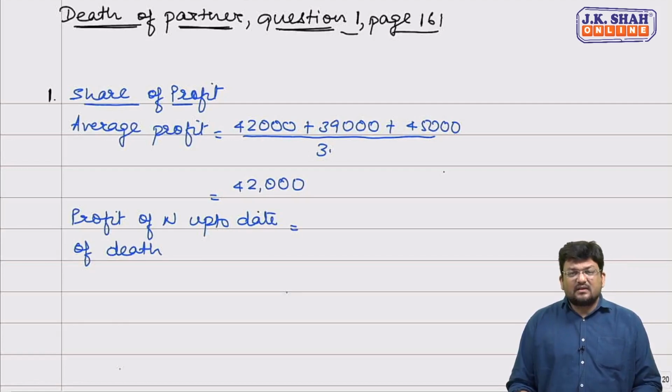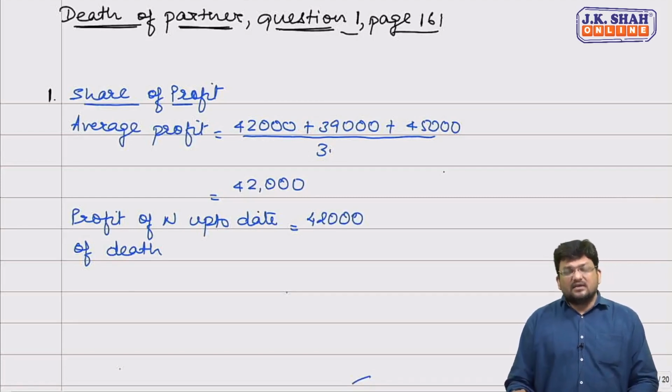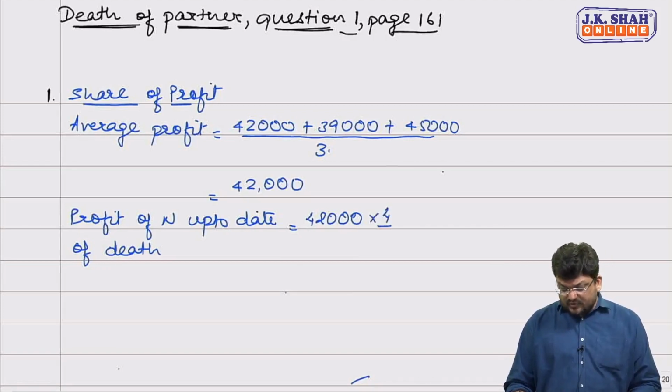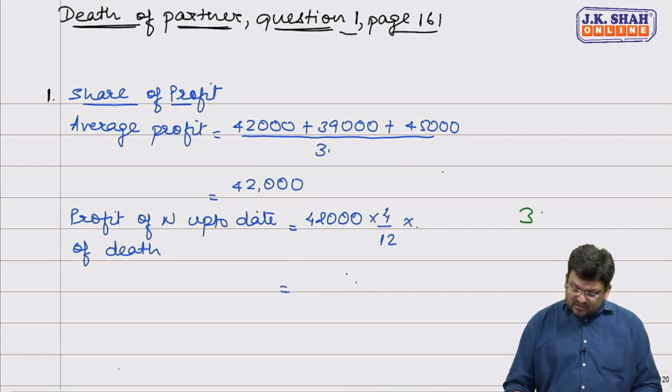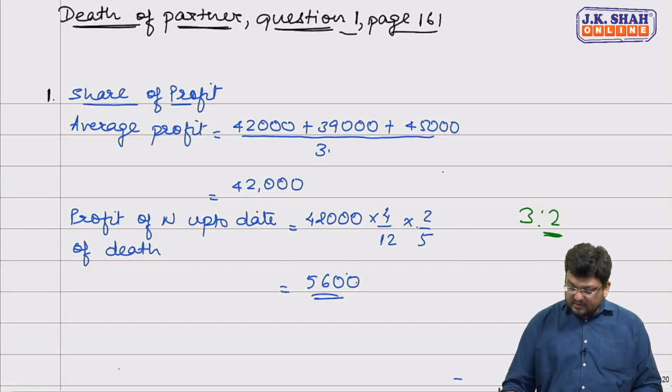We have estimated that profit for the entire year is 42,000, but this is profit of 12 months. Partner N died after 4 months on 1st May. So how much should be the profit of 4 months first of all? 42,000 into 4 by 12. The profit sharing ratio was 3:2. So N's share in profit is 2/5, friends, 2/5. So 42,000 into 4 divided by 12 into 2 divided by 5. It is 5,600. Correct? Yes, sir.